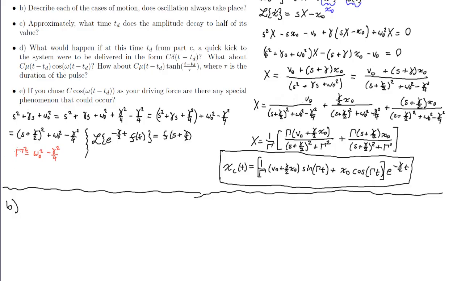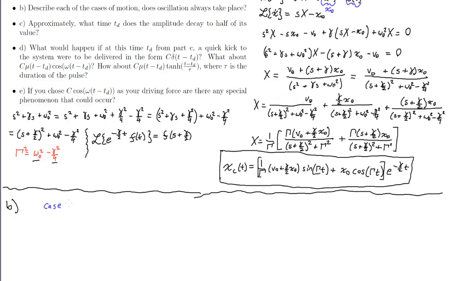Now, what I mean by each of the cases of motion is that if you'll notice, this gamma right here depends on both omega naught and gamma over 4, right? So clearly we have a couple cases to deal with.